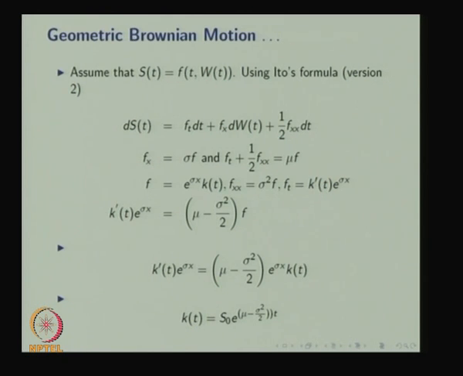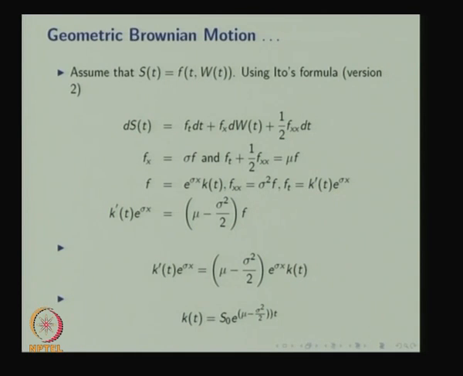Assume that the solution S_t is a function of t and W_t. Now we can use the Ito formula version 2, that is dS_t equals the partial derivative with respect to t times dt, plus the partial derivative with respect to x times dW_t, plus half times the second derivative with respect to x times dt. Therefore, you will have two terms with dt and one term with the factor dW_t.